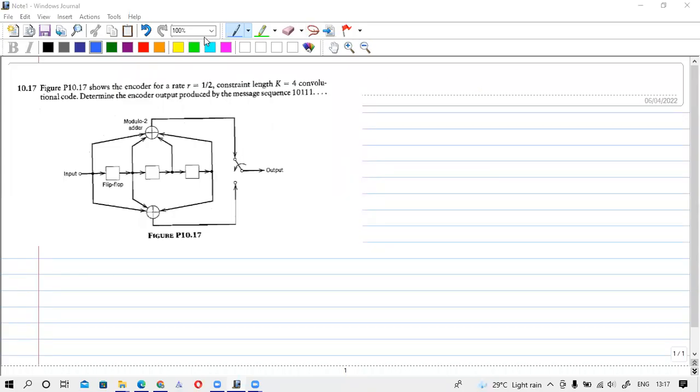Okay, I will do this question. Okay, so here you can see this is a convolution encoder, another convolution encoder.